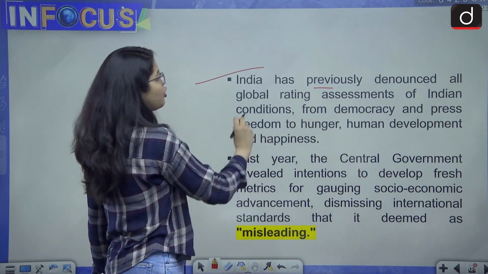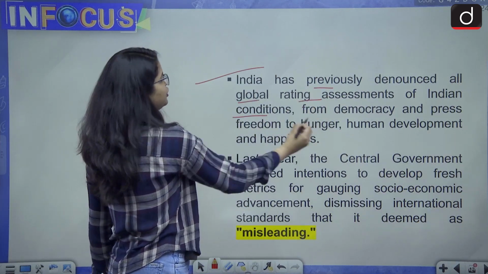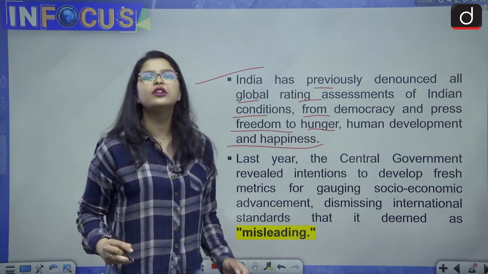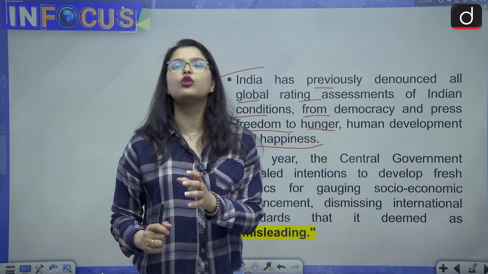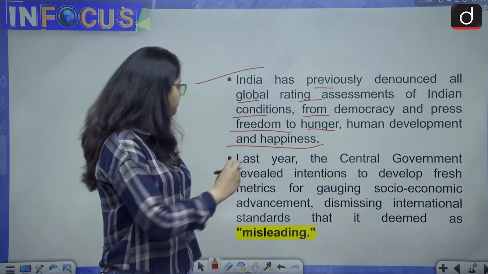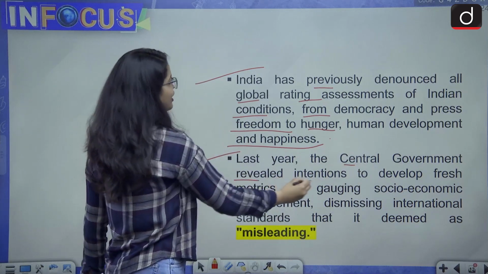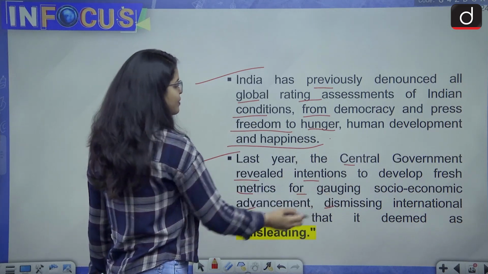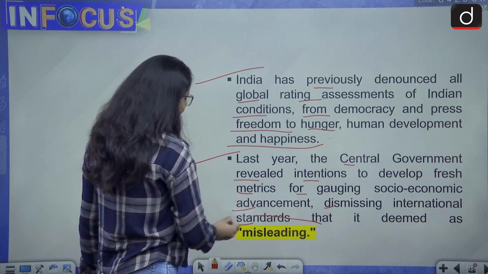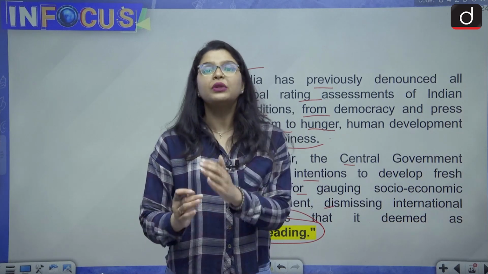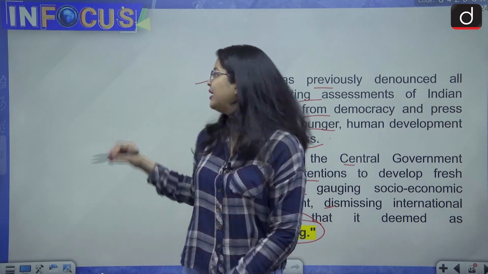Moving forward, India has previously denounced all global rating assessments of Indian conditions, from democracy and press freedom to hunger, human development and happiness. So if you study India's rank on all of these global assessments, you will see that India continuously possesses a low rank. Last year, the central government revealed intentions to develop fresh metrics for gauging social economic advancement, dismissing international standards that it deemed to be misleading against India. It is deemed to tarnish the image of Indian democracy on a global scale.